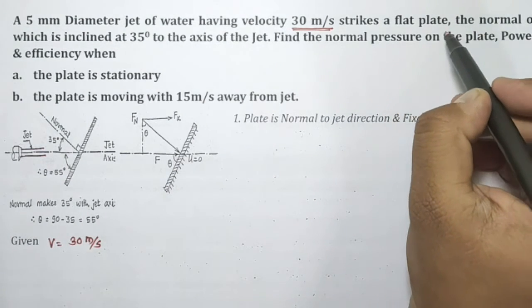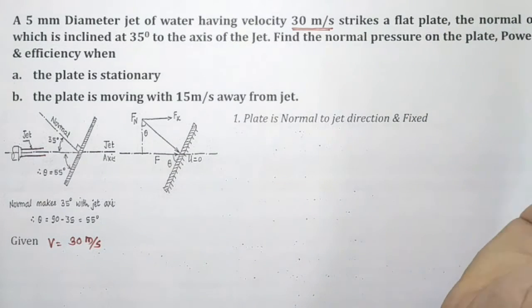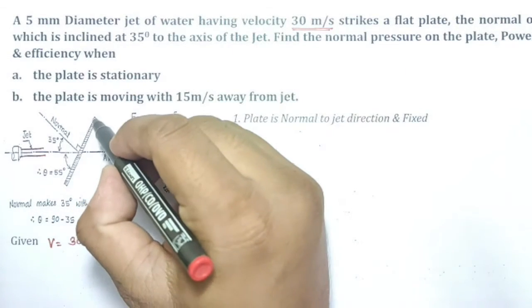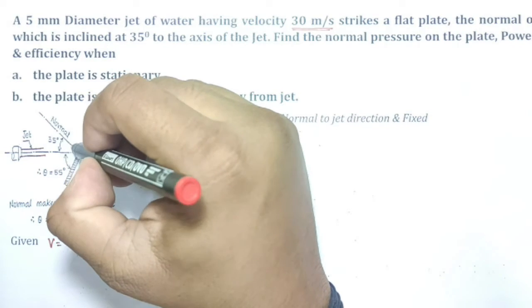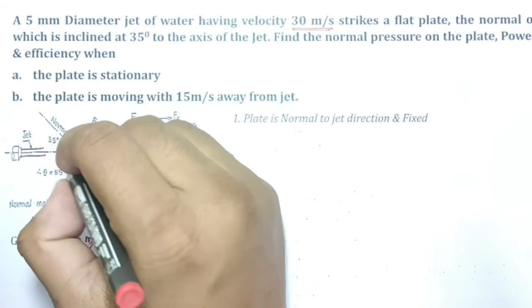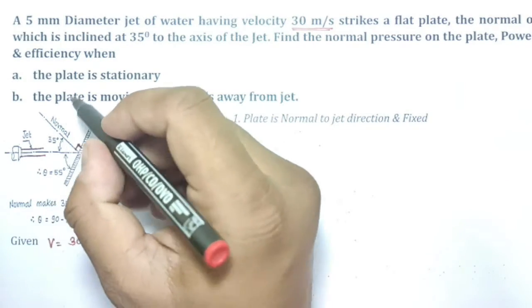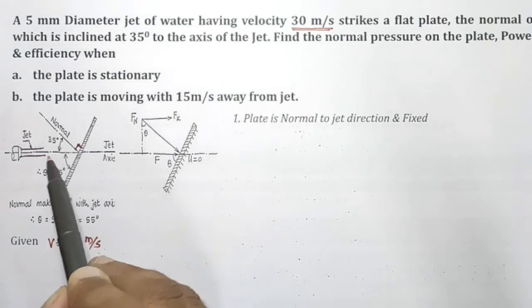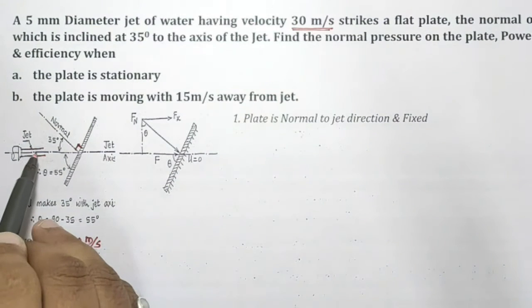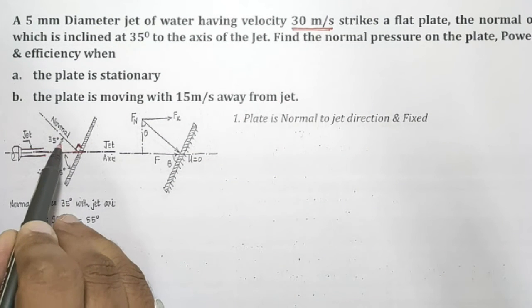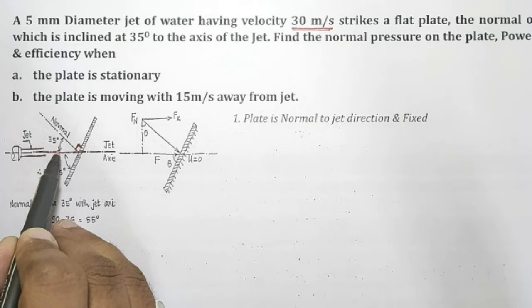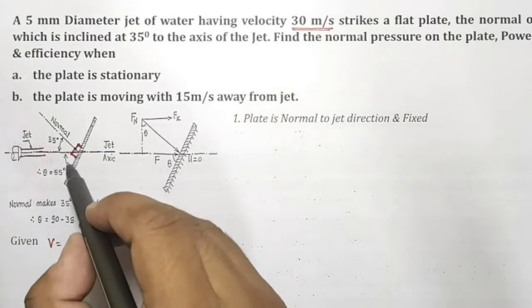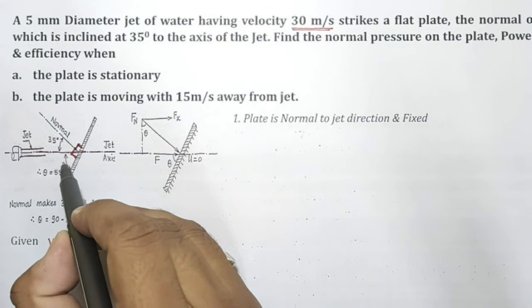Now here is the condition that the plate has an inclination in such a way that the normal of the plate, this is the plate, and this one is what we call a normal. Normal is nothing but a line which is perpendicular to the plate surface. So normal to this plate is inclined at 35 degree to the axis of the jet. So here is the axis of the jet. So normal and this axis of jet make an angle of 35 degree. So if it is 90 degree, then this one is also 90 degree. So 90 minus this angle 35 degree is nothing but theta angle.